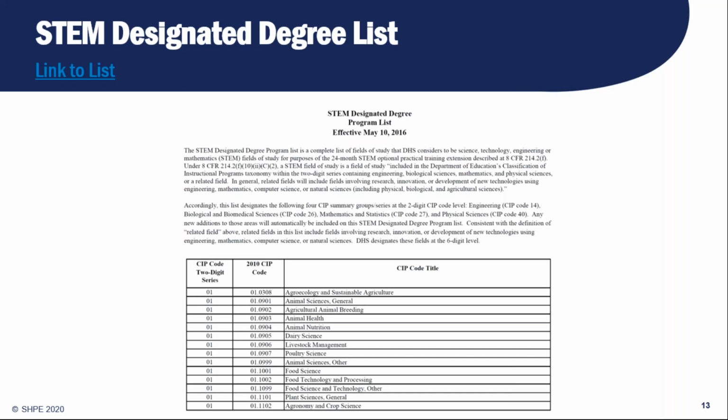Now, that being said, if your degree is not listed in this link and you believe that your degree is a STEM degree, then what I would need you to do is to email us a copy of your degree requirements so that we can have it reviewed and approved for being considered a STEM degree. So this is not the be-all, end-all list, but there is a process to follow should your degree not be listed in this link.